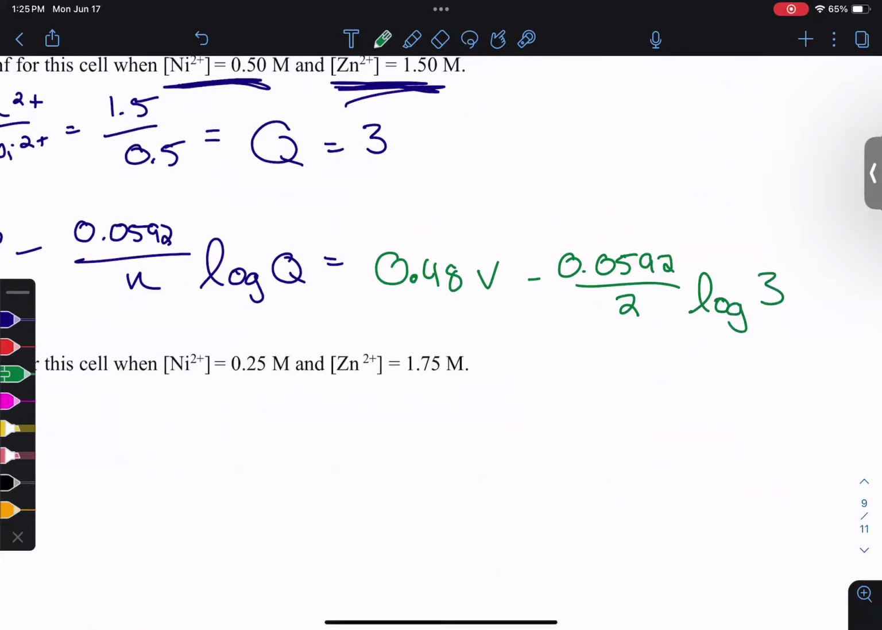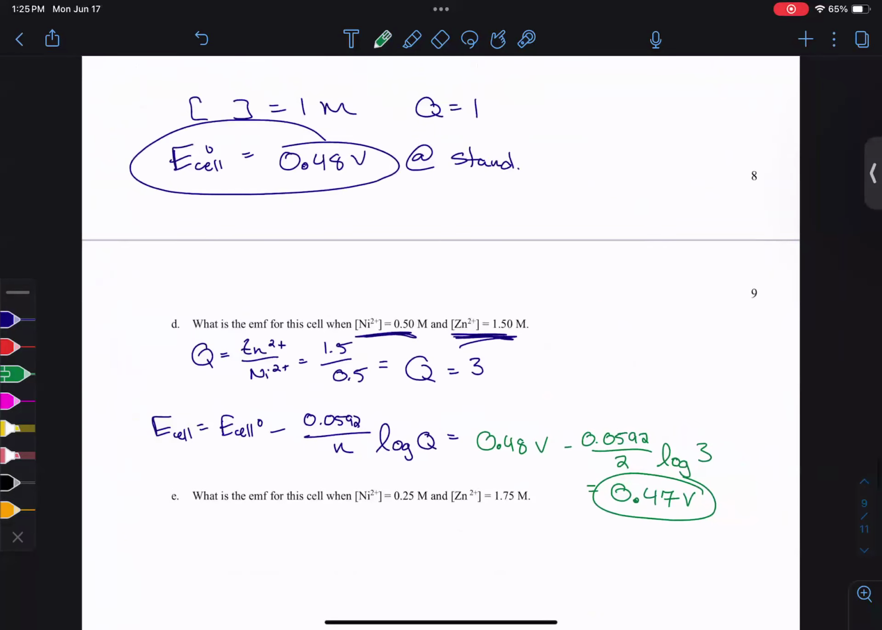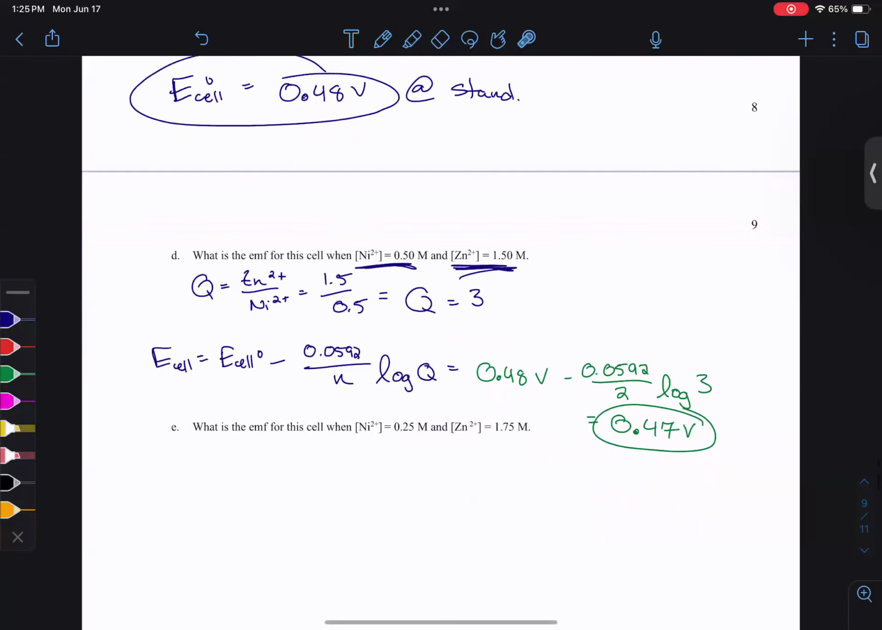And so if you solve for that, you get that the new measured cell potential is 0.47 volts. Wow, so it went down. When we started at Q equals 1, it was 0.48. We made more products, now Q is 3, 0.47. So let's do another one. We run this battery even more. Now the concentrations are even more different. So let's just do it again for funsies.